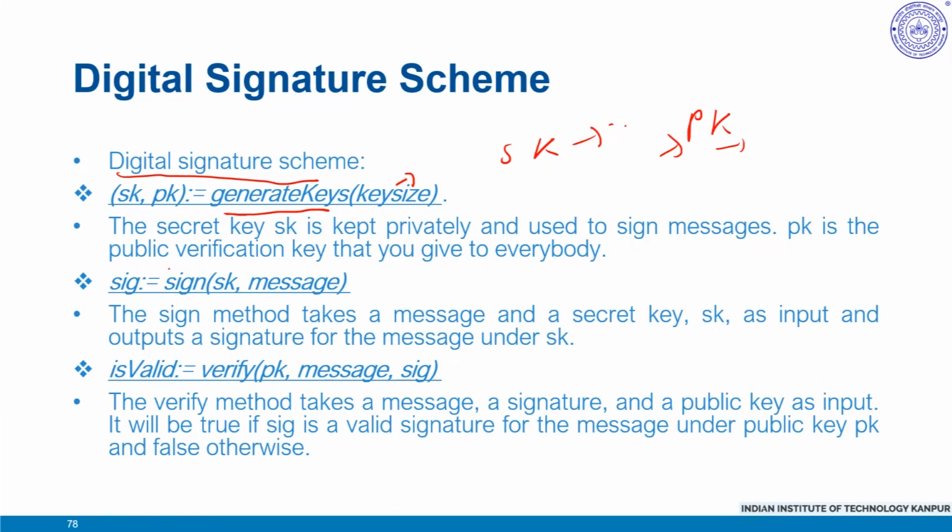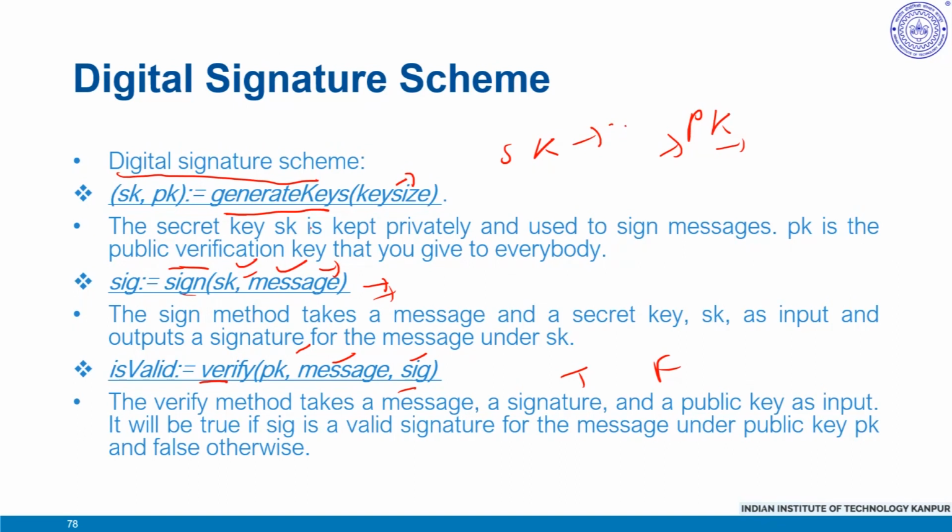Next, you have the sign method. The sign method takes a message and a secret key as input and generates a signature. For a given message and secret key, this sign method generates a signature. Lastly, we have a verify method that takes a message, a public key and a signature as input, and it generates a boolean true or false value. If the signature is correct and valid, then it generates a boolean true. If it is not valid, then it generates a boolean false.